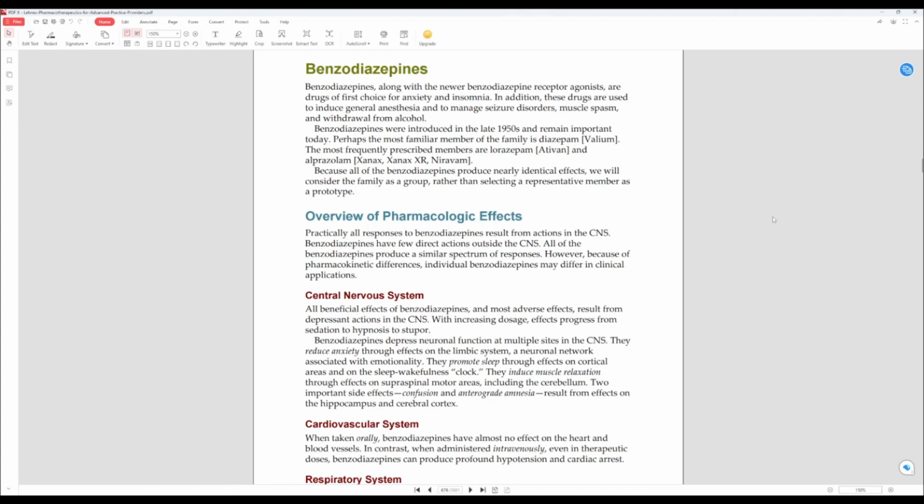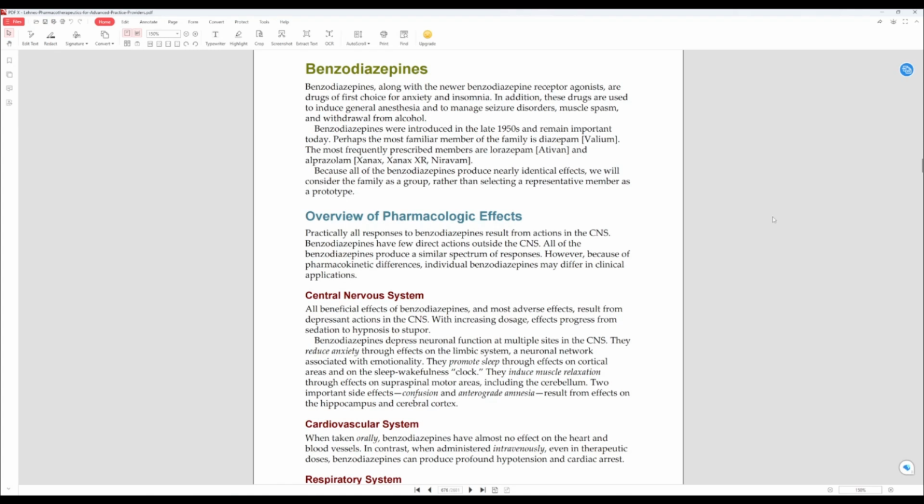Benzodiazepines, along with the newer benzodiazepine receptor agonists, are drugs of first choice for anxiety and insomnia. In addition, these drugs are used to induce general anesthesia and to manage seizure disorders, muscle spasms, and withdrawal from alcohol. Benzodiazepines were introduced in the late 1950s and remain important today.